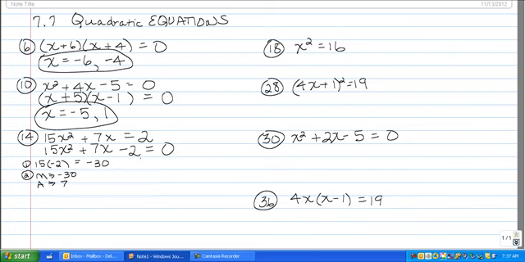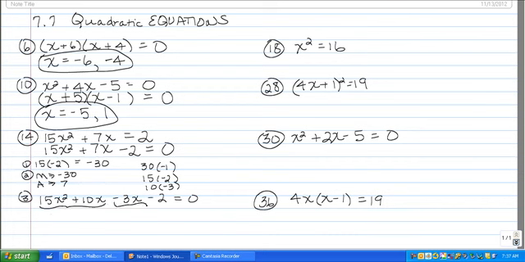And so 30 times -1, 15 times -2, that's not going to work. 10 times -3. Okay, that's the one that'll work. So I'm going to rewrite 15x squared plus 10x minus 3x minus 2 equals 0. And then I'm going to factor these in pairs.